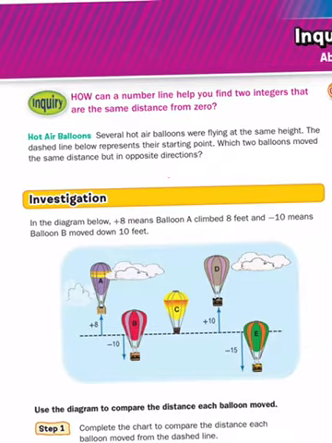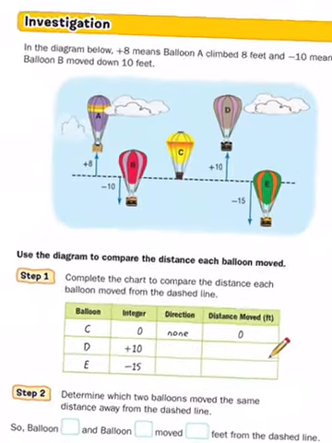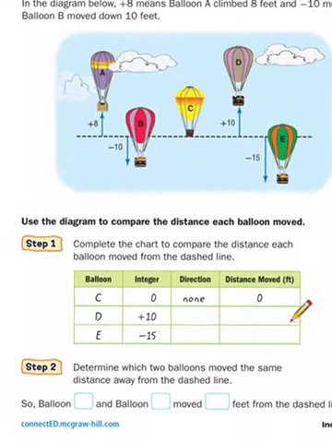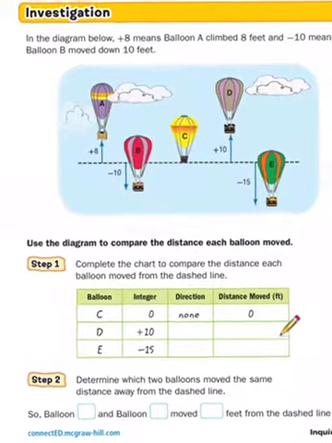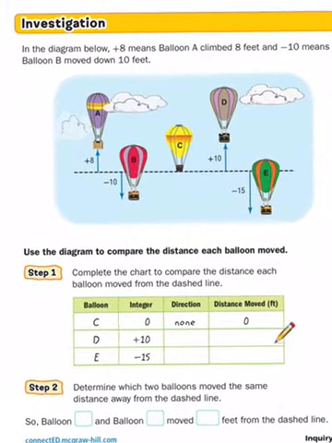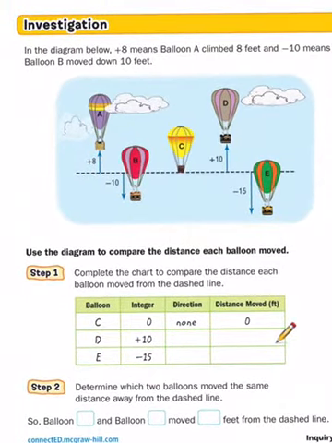All right, so in this diagram below, it says +8 means balloon A climbed 8 feet. See how this is where it started, this dashed line, so it climbed 8 feet. And -10 means balloon B moved down 10 feet. So down is negative, up is positive. Now going down below, it says, use the diagram to compare the distance each balloon moved. Complete the chart to compare the distance each balloon moved from the dashed line.